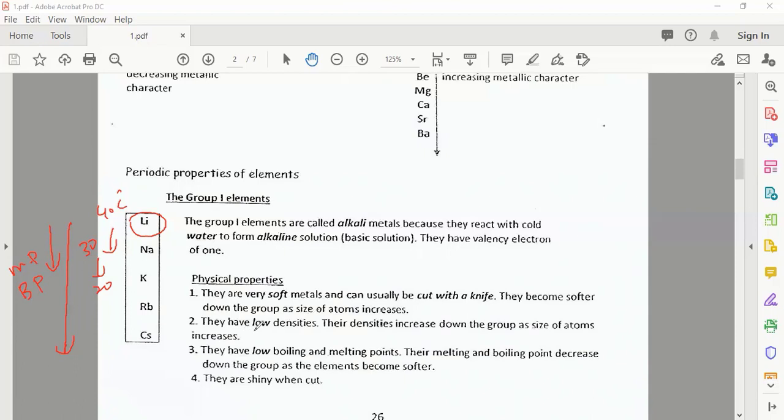And their densities are low as compared to other metals. Then the fourth one: they are shiny when cut. For example, if you have this sodium piece, maybe it is not shiny, but if you cut it into 2 pieces, you'll find the new surface that comes out will be shiny. So these are 4 properties of group 1 metals. Any confusion? No confusion.